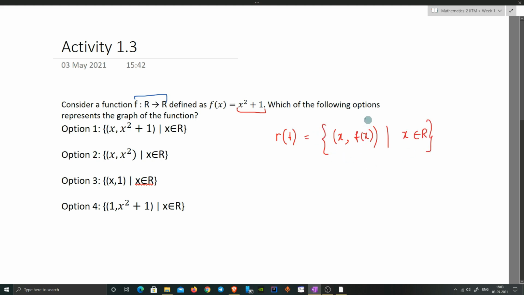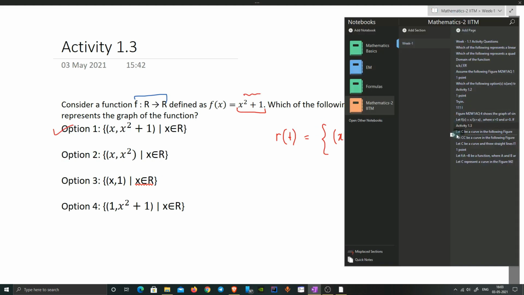So here instead of f of x we have to substitute what? We have to substitute x square plus 1. So the first option gives us the answer, right? Fairly simple. So we'll move on to the next question.